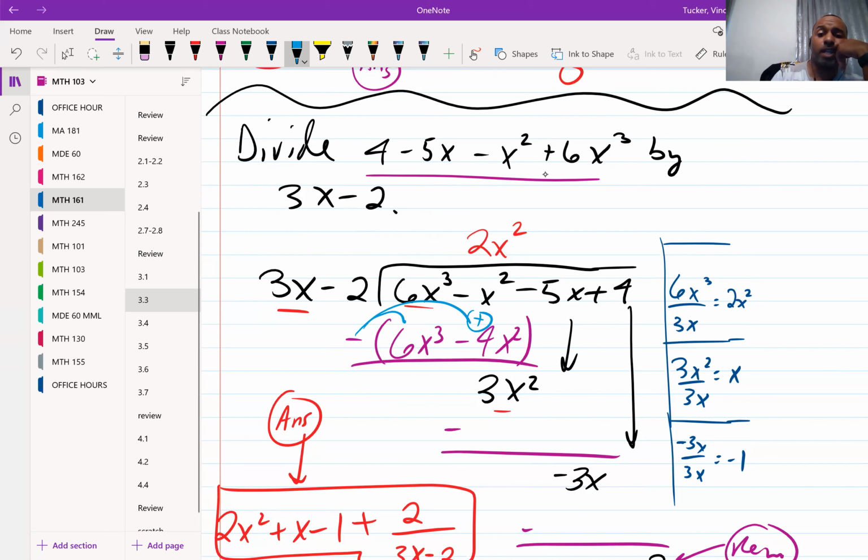Keep trying to emphasize that, because a lot of people, if they're going to make a mistake, make it right there. They'll just give the negative to the 6x cubed and forget to give it to the 4x squared. And then everything from that point forward will be wrong, because that minus sign has to go to each term. So make sure you're careful with that. So the 6x cubed cancels. It's supposed to do that. Then we have negative 1x squared plus 4x squared, which will give me a 3x squared. Bring down your minus 5x.